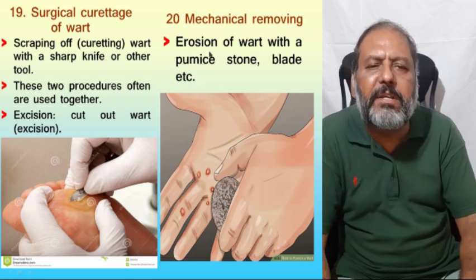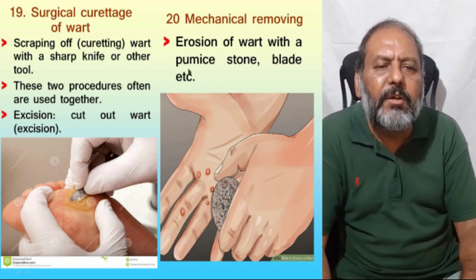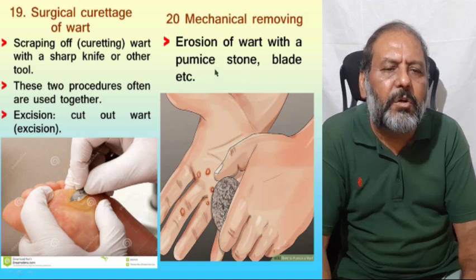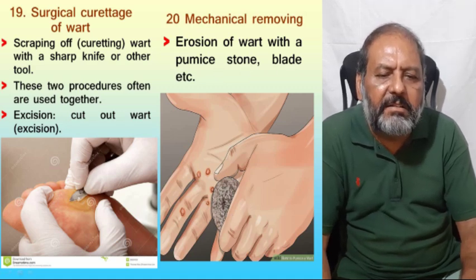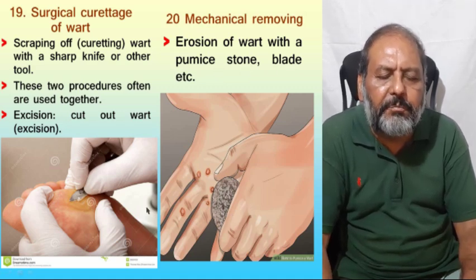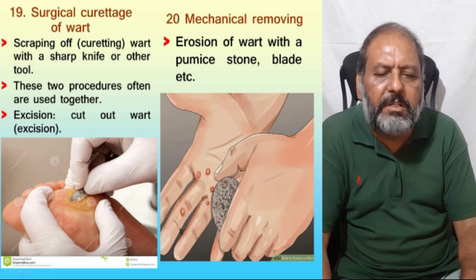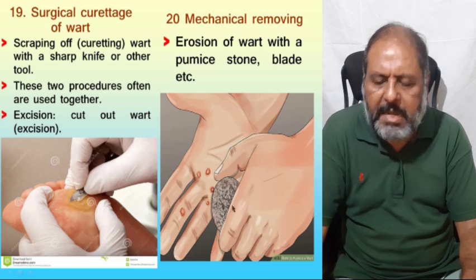Then number 20 is the mechanical removal. Erosion of the wart with a pumice stone, blade, etc. That one can see. This rough pumice stone is able to just make the wart slough off and get rid of that.